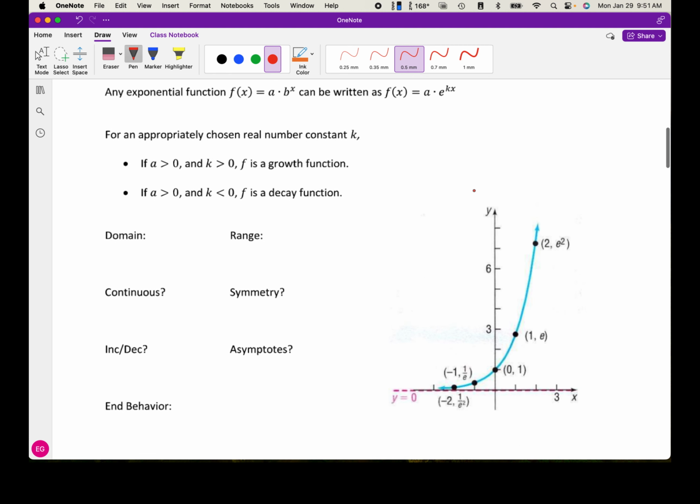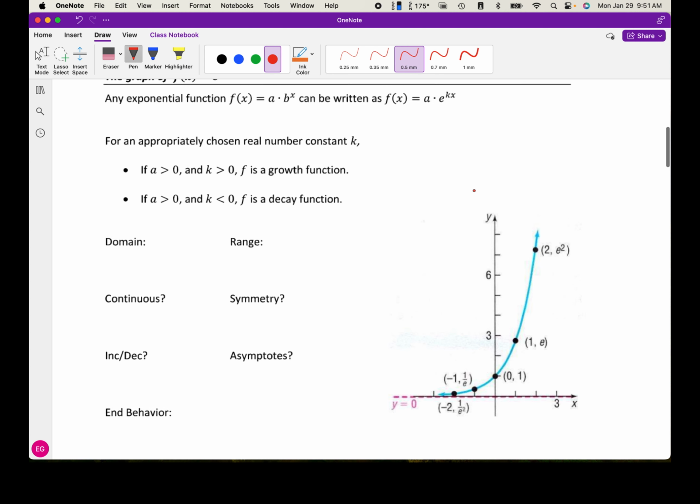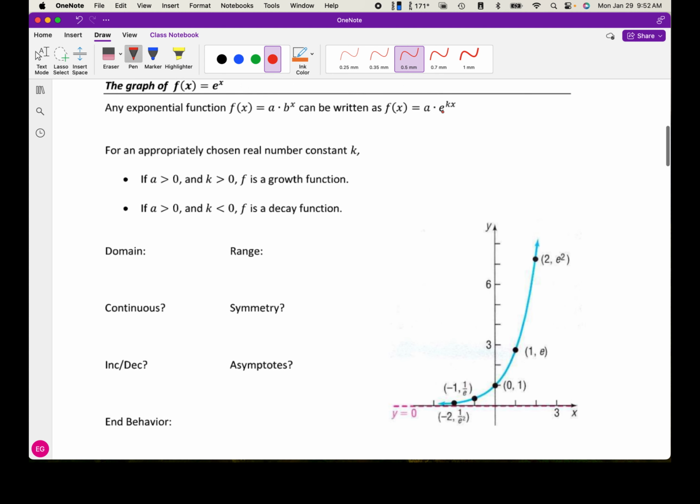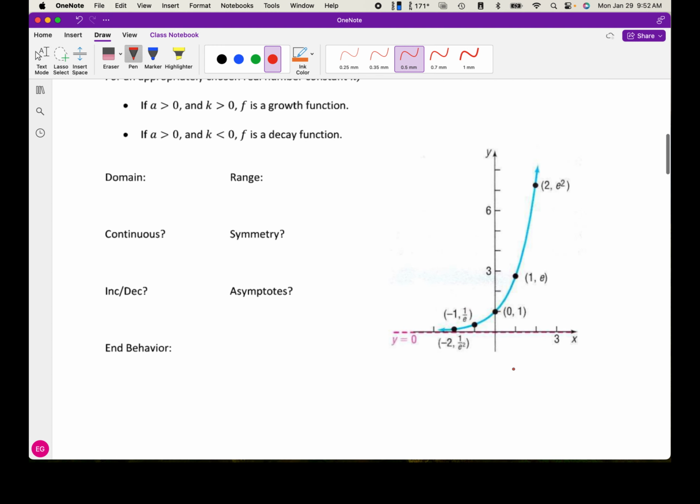So we've got our growth and decay functions going on up here. Since e is always 2.7, our base is always bigger than 1, which means by default it should be growing. If our k value is greater than 0, and we'll ignore a for a second, then we will continue to grow. If k is a negative value, then we end up decaying instead. Here's what the graph looks like.